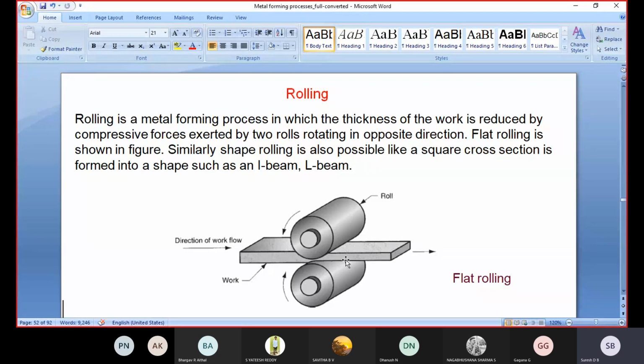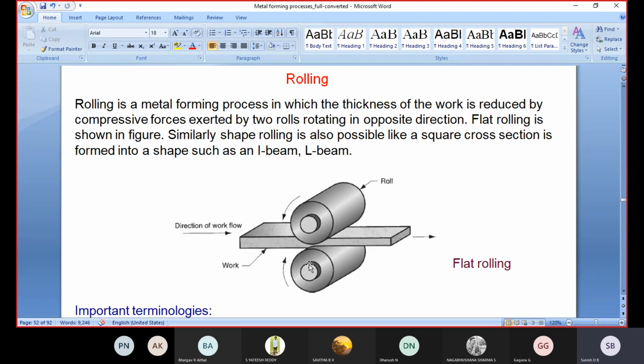At that time, it is very difficult to reduce their thickness, because here the gap is maximum compared to the workpiece thickness. Always the gap is less than the workpiece thickness. Then only the material is going to be reduced in thickness. Okay, this one we call a rolling process.